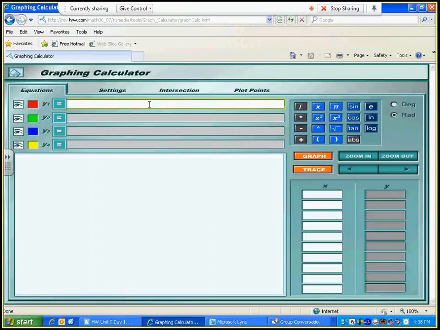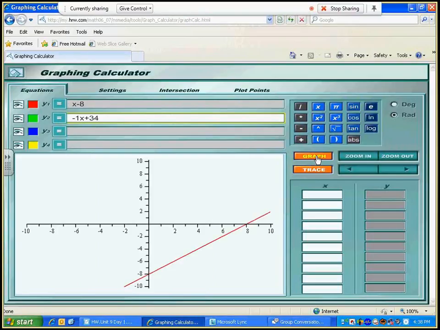Okay, so in y1, let's put in x minus 8. And then on y2, we had negative 1x plus 34. Once you had those in there correctly, let's go ahead and graph it. So come over here, push graph.